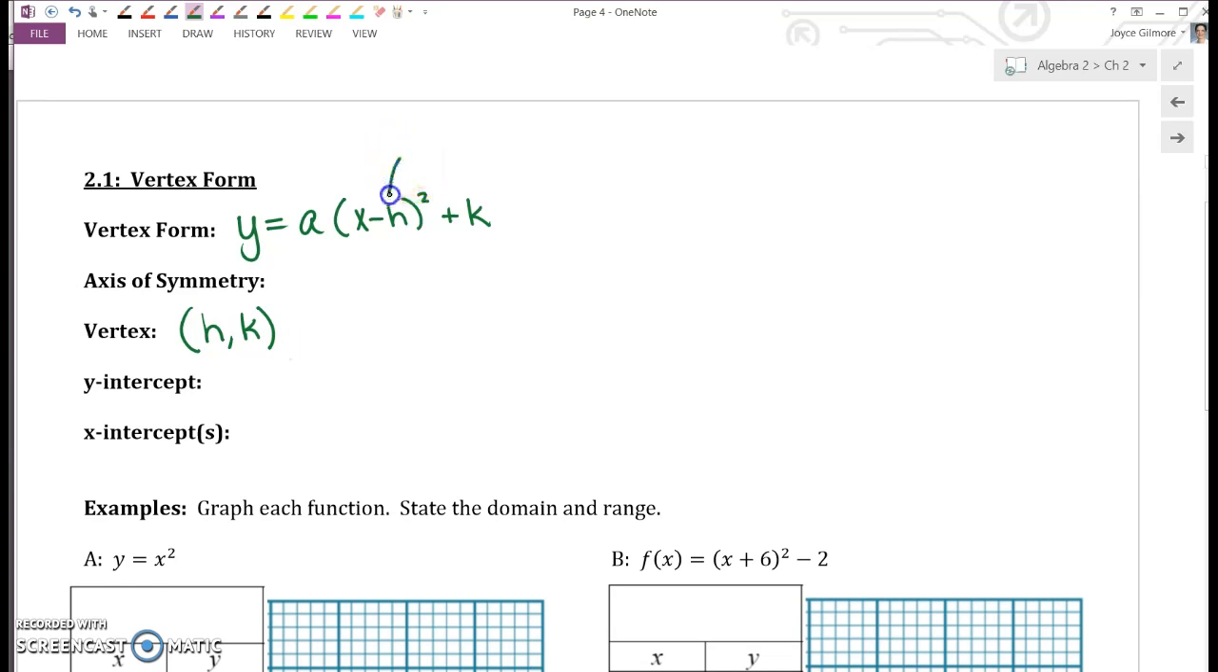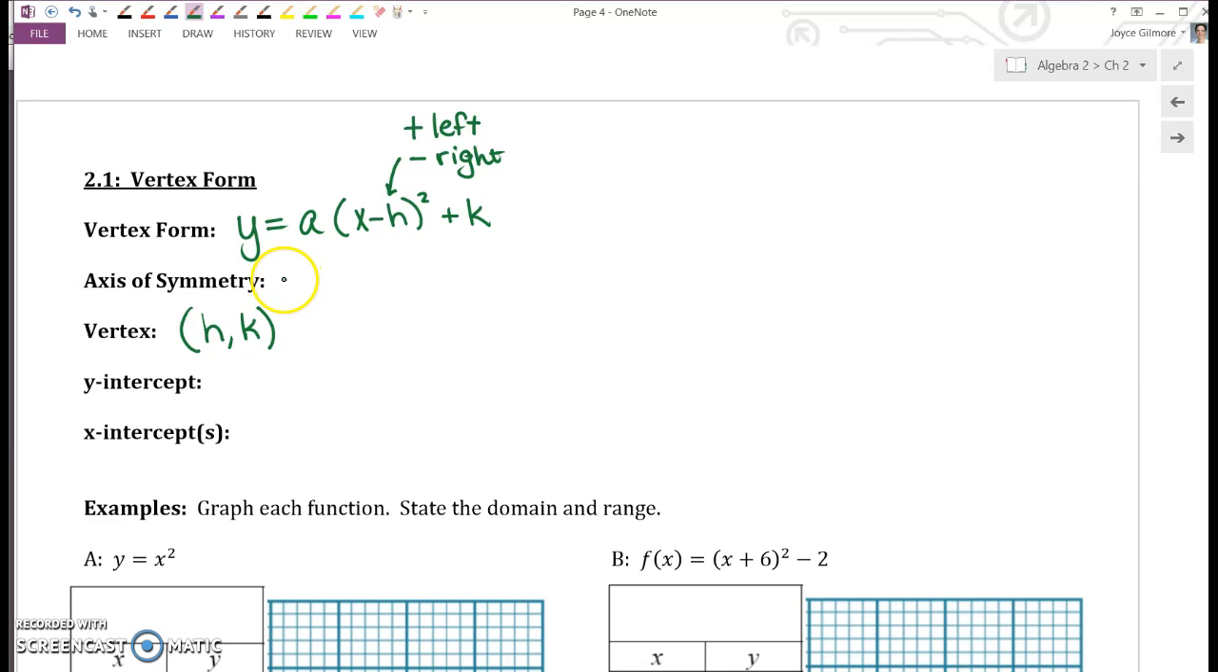Now keep in mind, inside the parentheses is backwards, so if it says plus, that means the graph has moved to the left, and if it says minus, that means the graph has moved to the right. So you're pretty much going to take the opposite of whatever is in the parentheses, but then keep the number after the parentheses the same.